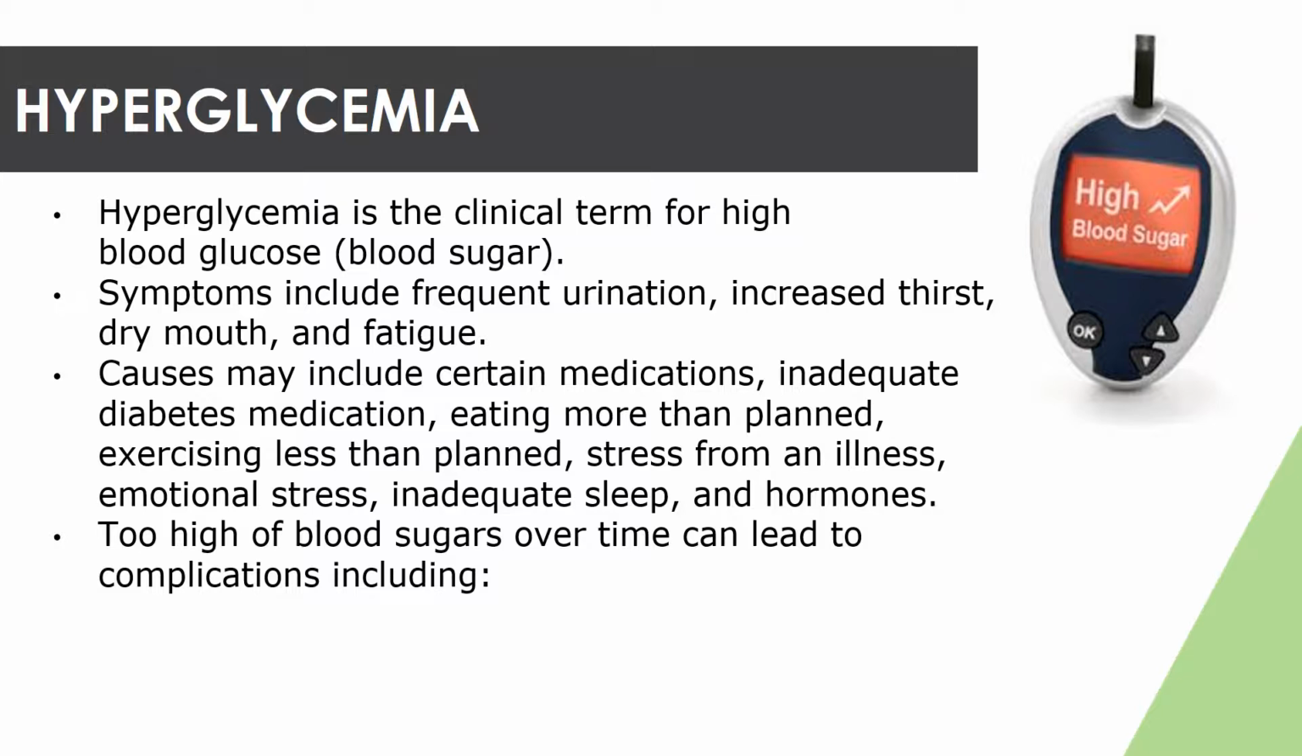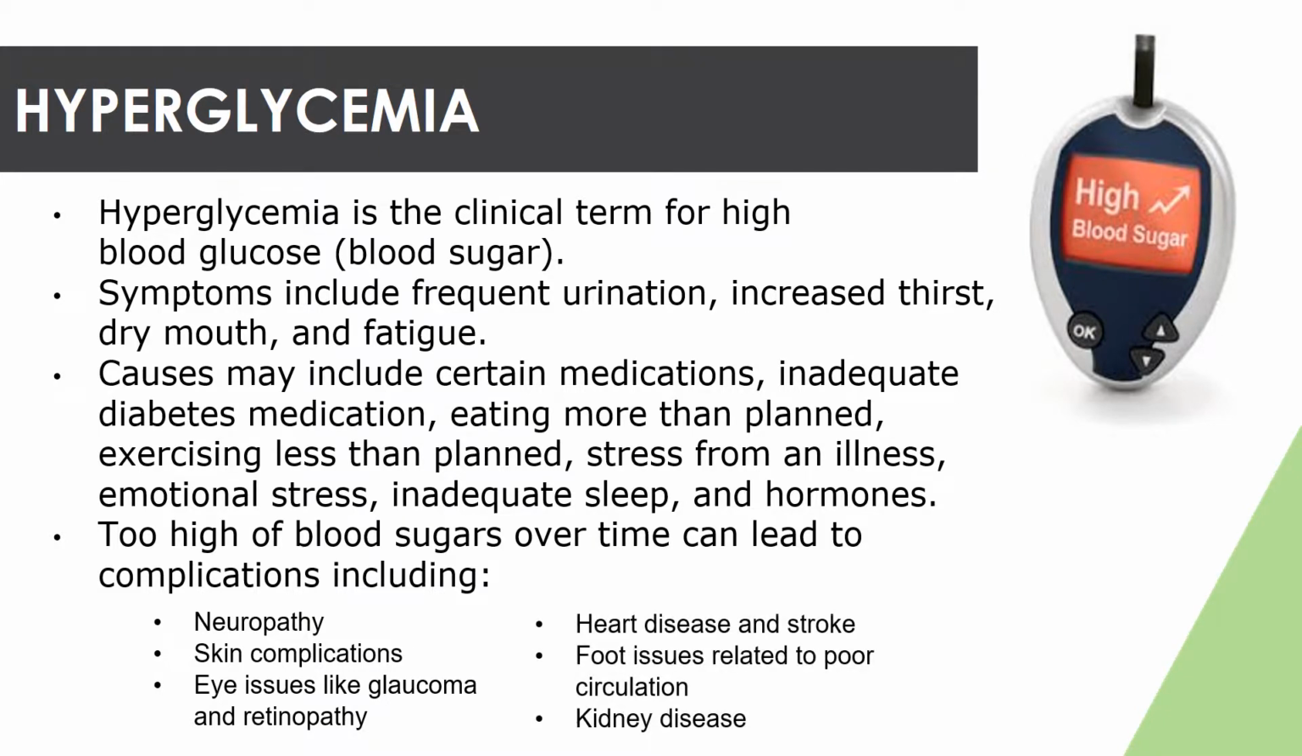If blood sugars remain high for long periods of time, months and years, it can cause the complications listed, including neuropathy, which is damage impacting the nerves of mostly the hands and feet, skin and eye issues, heart disease, and stroke, as well as kidney disease.